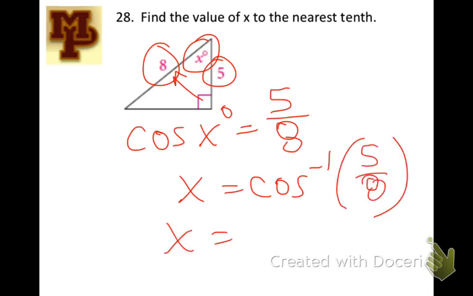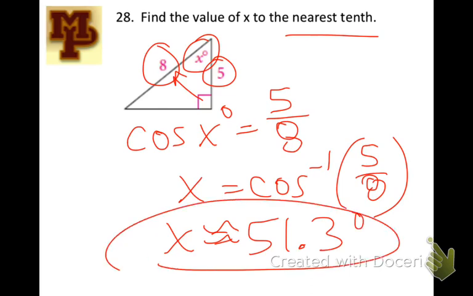Make sure it's in degree mode. And you get about, we're rounding to the nearest tenth, so that is 51.3 degrees.